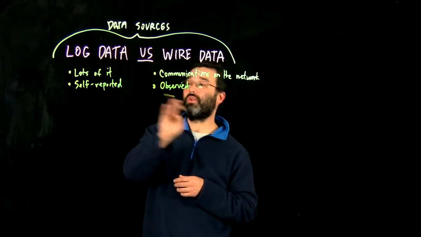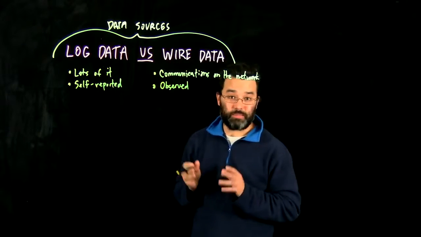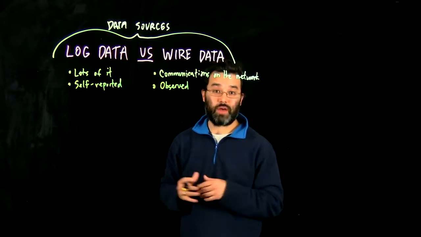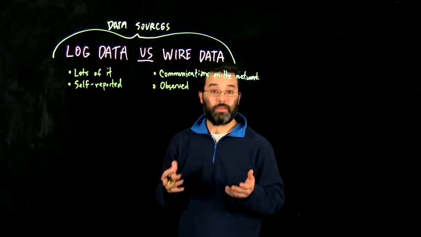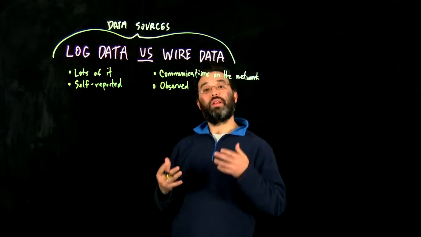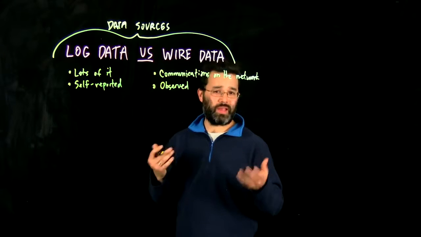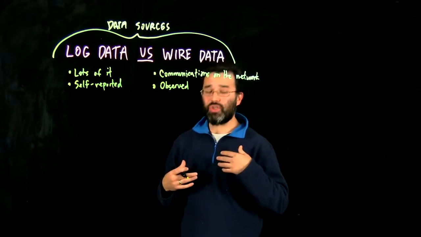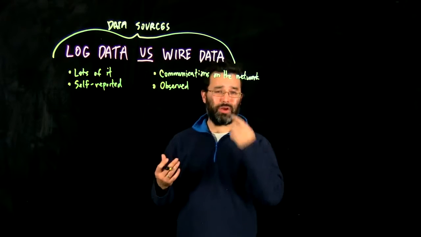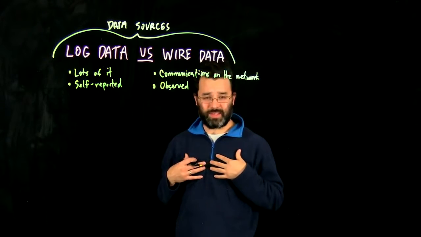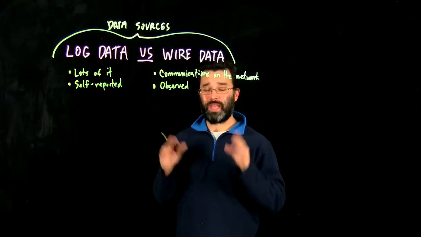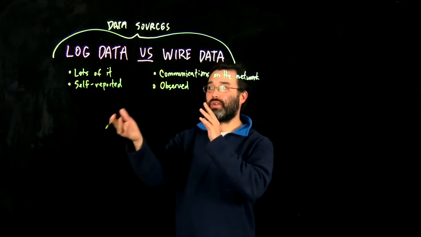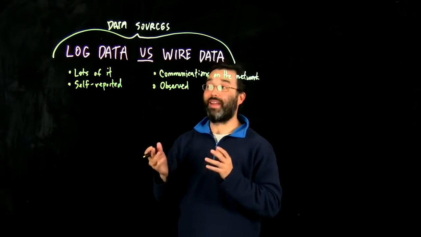So the distinction here between self-reported and observed is pretty critical. You can use the analogy of a patient going into a doctor's office. The doctor is going to ask the patient some questions about how they're feeling, when they started feeling sick, what they've been eating. But then they're going to do some observation as well. They're going to take their temperature, look in their ear, do the tongue depressor thing, have a stethoscope, and maybe even do some blood work. And that's all observation. So that's the type of distinction you can think about between wire data and log data.